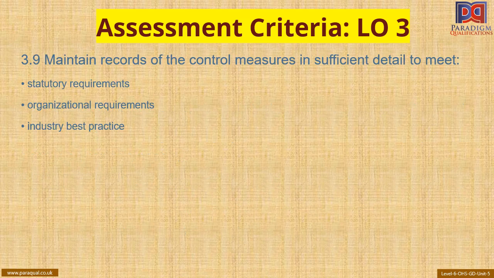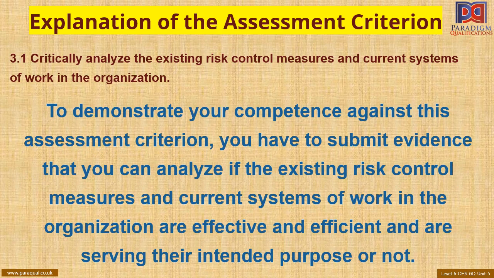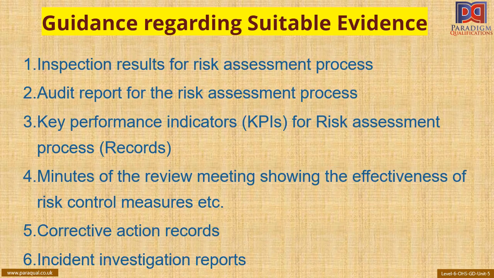Learning outcome 3 has 9 assessment criteria. Let's discuss each. 3.1 Critically analyze the existing risk control measures and current systems of work in the organization. You have to submit evidence that you can analyze if the existing risk control measures and current system of work in the organization are effective and efficient and are serving their intended purpose or not.